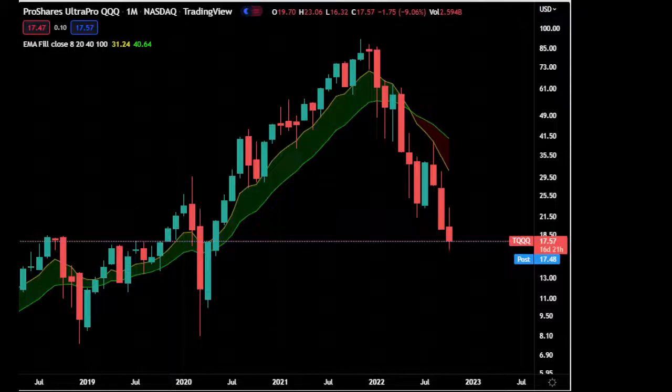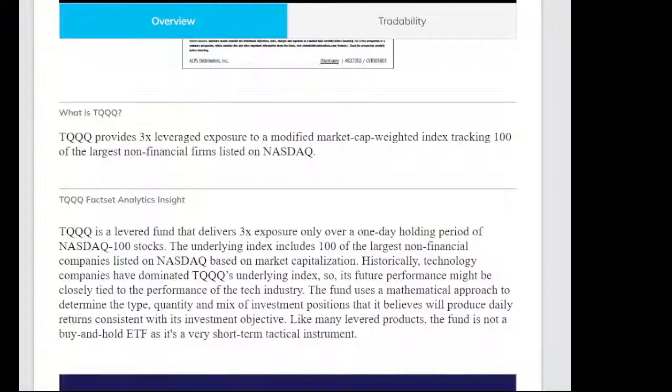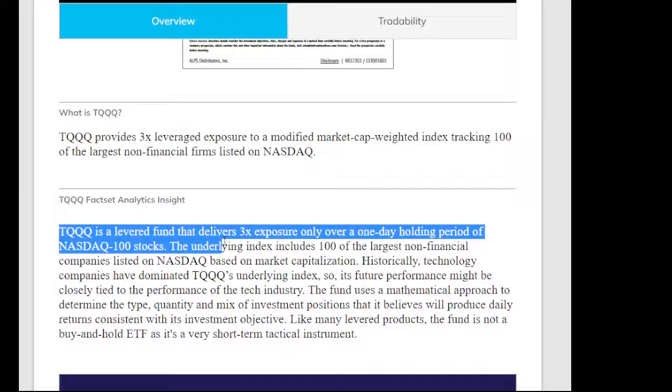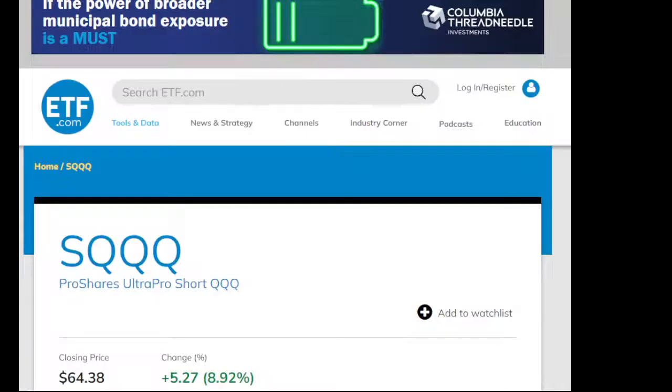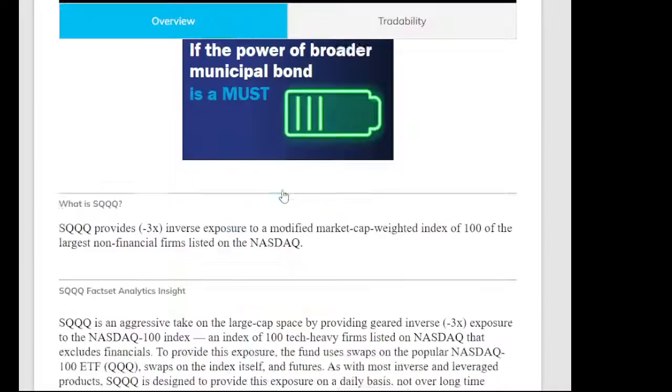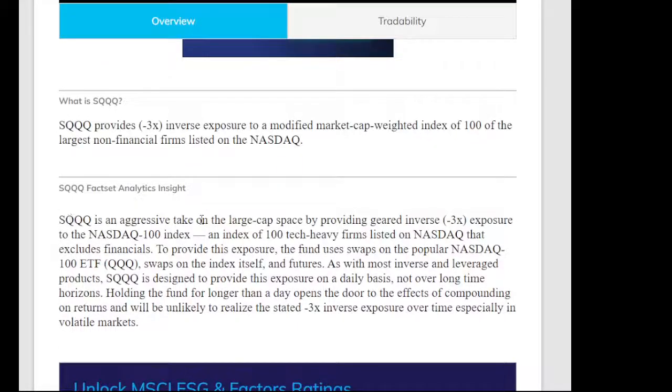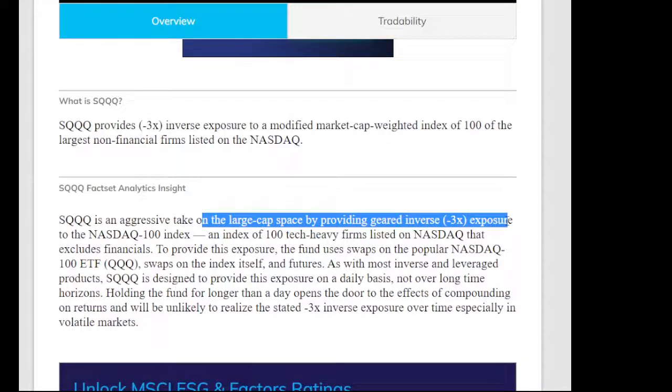Okay, just in case you need a little bit more about the TQQQ, here is a site that says TQQQ is a leverage fund that delivers 3 times only over a one-day holding period of Nasdaq 100 stocks. And likewise, the SQQQ here is an aggressive take on the large-cap space, inverse 3 times the Nasdaq. So that is a little bit more about those two things.